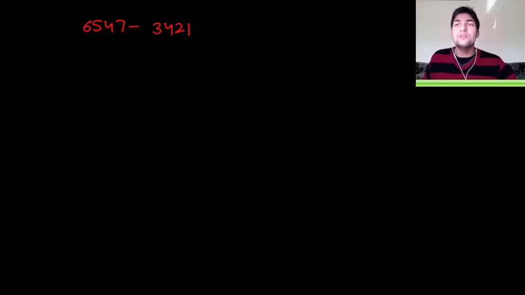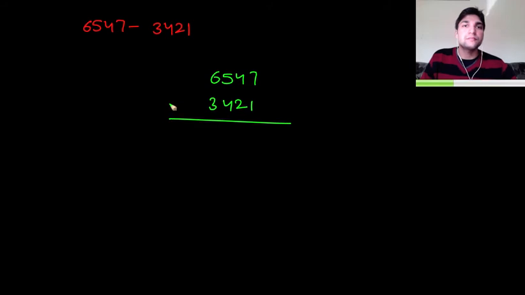So that's for sure that 6547 will be at the top, and 3421 will be at the bottom. And we need to subtract these two numbers. So this is very easy.